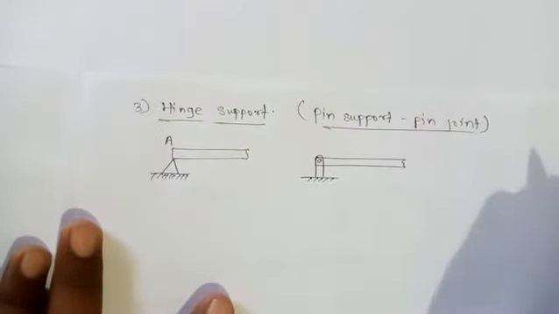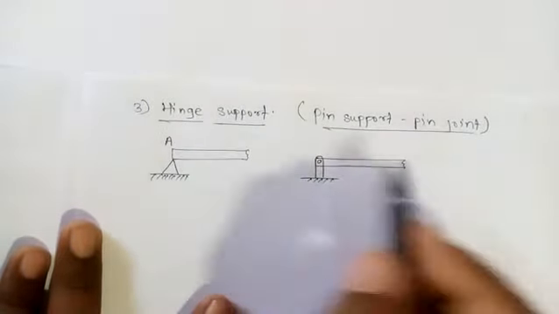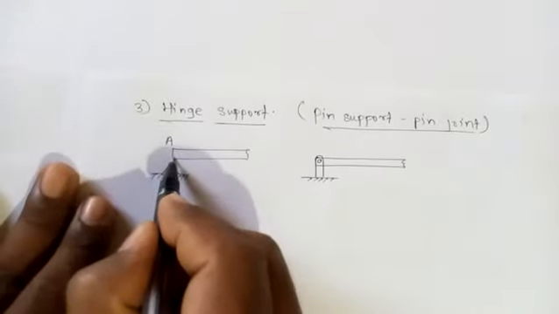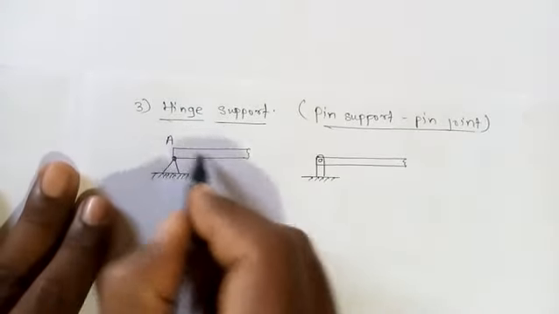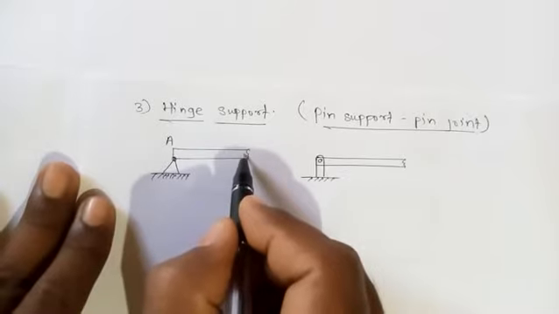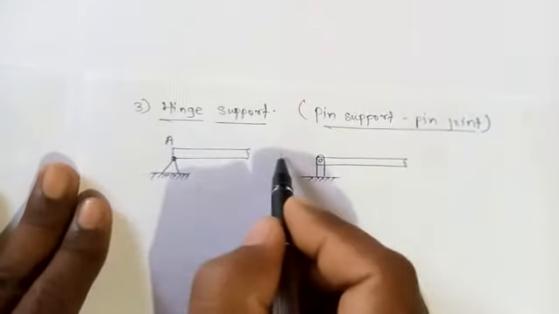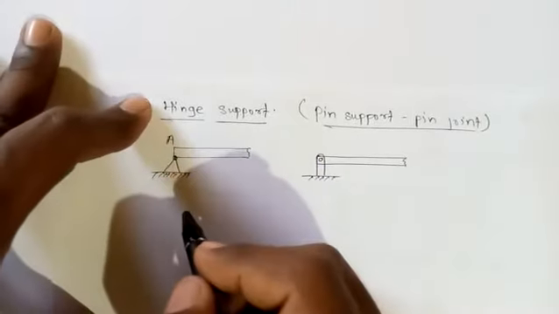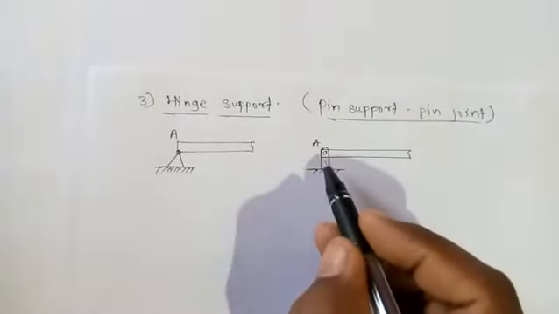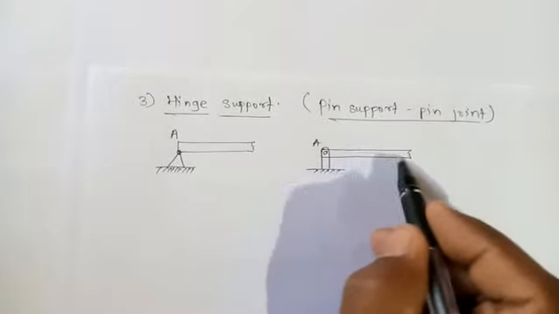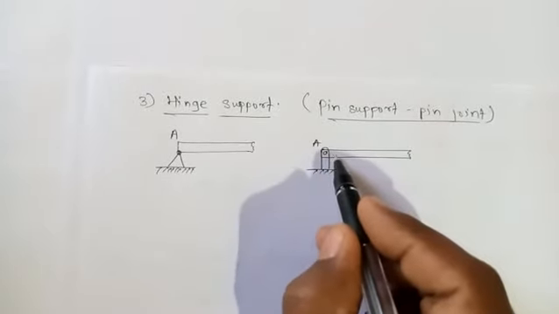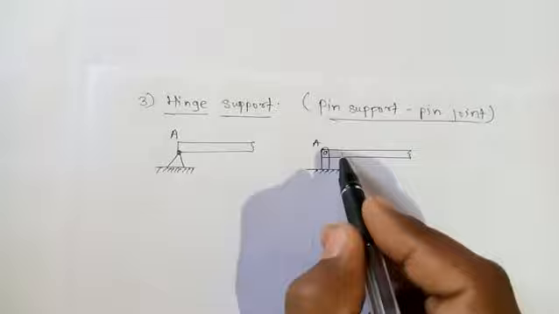This is pin joint. So in both cases you can see that as this is hinge, the rod or the beam cannot move towards left, cannot move towards right. Okay, it cannot move in the downward direction. Here also, this rod which is pinned at point A, it cannot move towards left or towards right also.